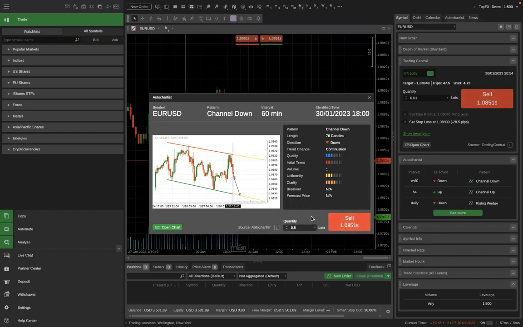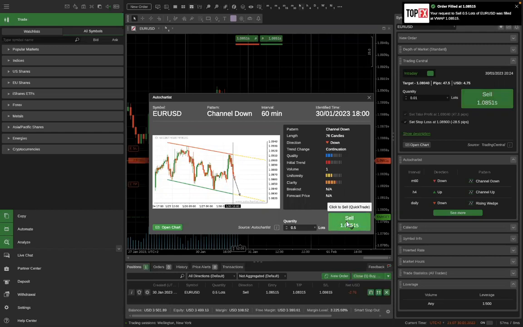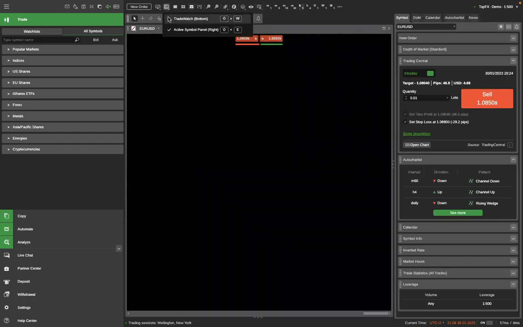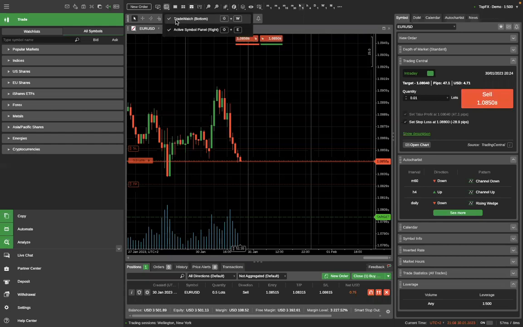I'm fine with this. And if you want to quickly trade this pattern, you click on sell, and your trade is on. And of course, what we do here, if we close this window and go right down to this panel. If you don't see this panel, please pay attention to this window here. As you can see, it's the trade watch on the bottom. So if you don't see it, maybe you got something like that. So please tick on the trade watch, and you should be able to see it.